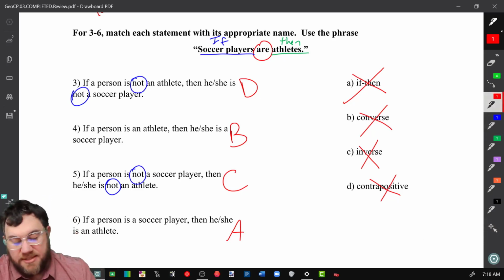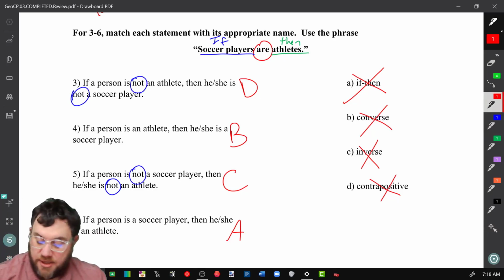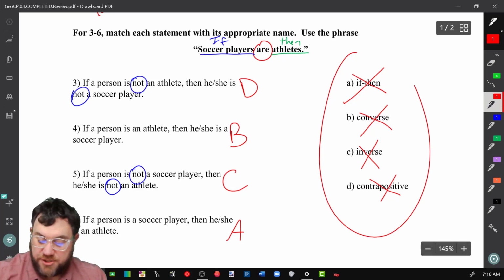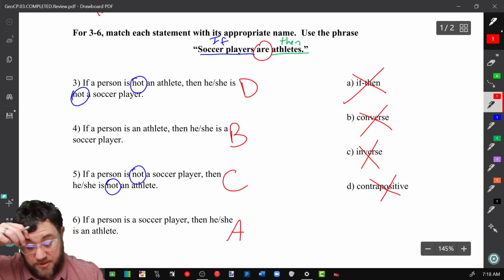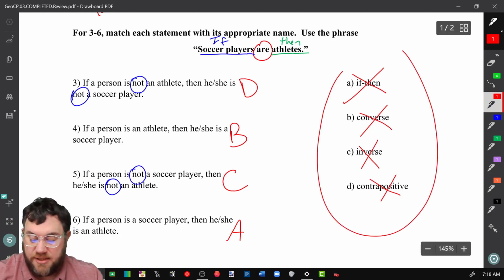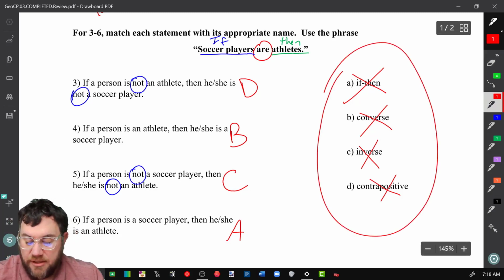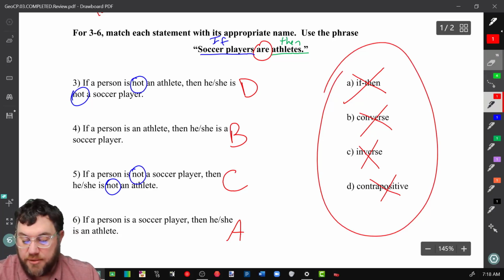So in this case, even though our questions had our statements and then we matched them with which part of the if-then statement, it is actually easier if you look at these and then match them up the other way around. So look at if-then and see which one it goes towards.